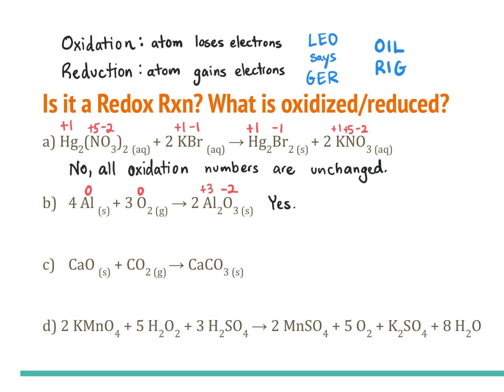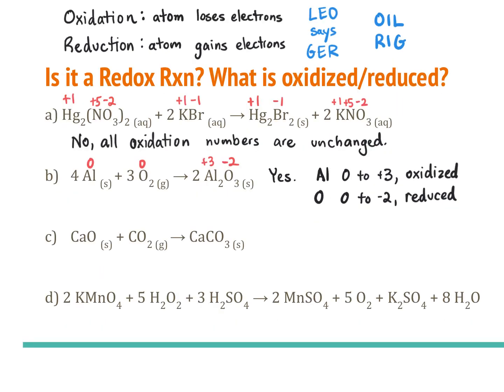And it says that we have to identify what is oxidized and what is reduced. So the element that is oxidized is going to be the element that loses electrons. If something loses electrons, it's going to become more positive. So the aluminum, because its oxidation number changed from 0 to +3, it was oxidized. And oxygen was changed from 0 to -2. That means it gained electrons and it was reduced.